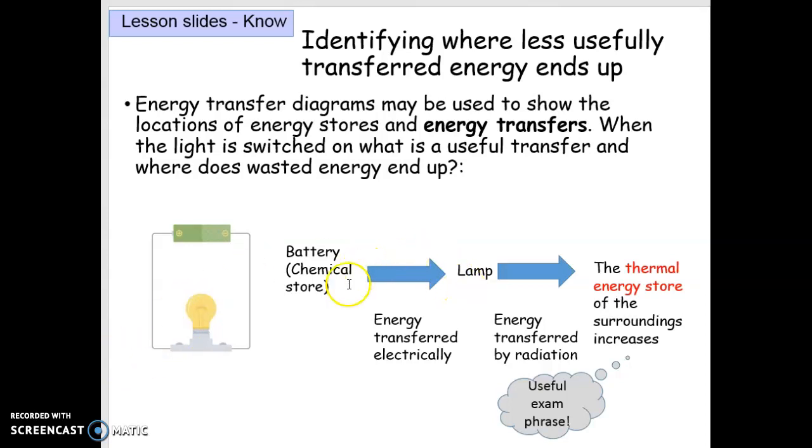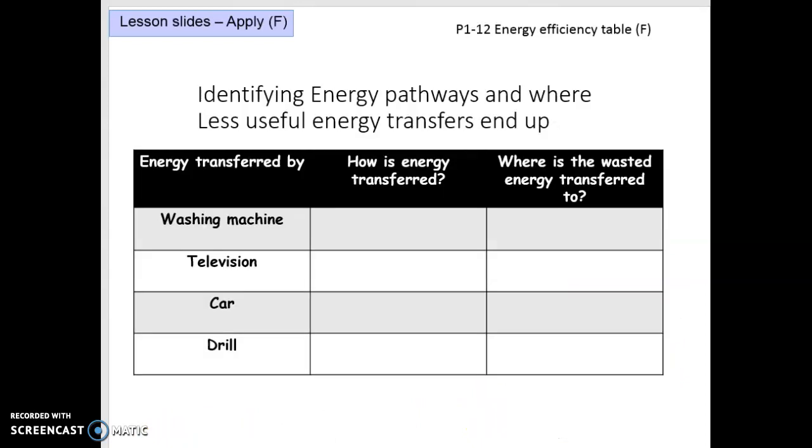So an energy transfer diagram can be quite a good way of showing that. So if we've got a chemical store of energy in our battery and we transfer that energy by an electric current to the lamp, then the lamp will transfer energy by radiation, and the thermal energy store of the surroundings increases. Have you seen here? I've put this is a useful exam phrase. I've already said that several times this lesson. That's really one to write down, folks.